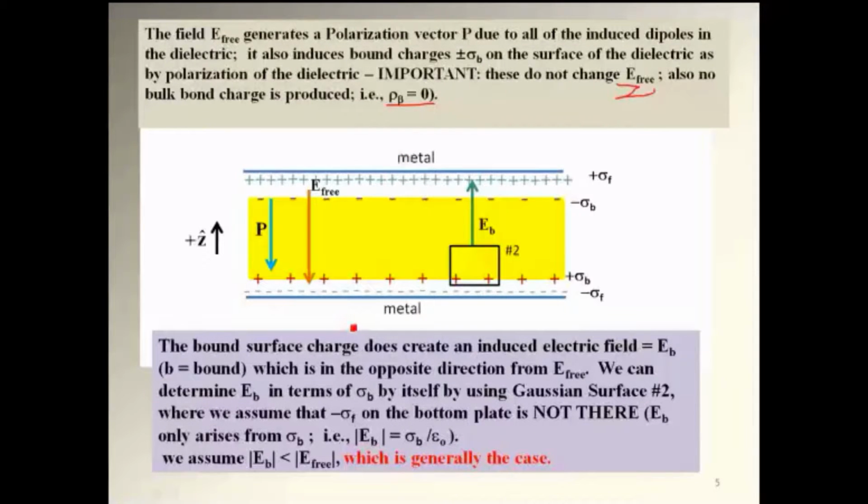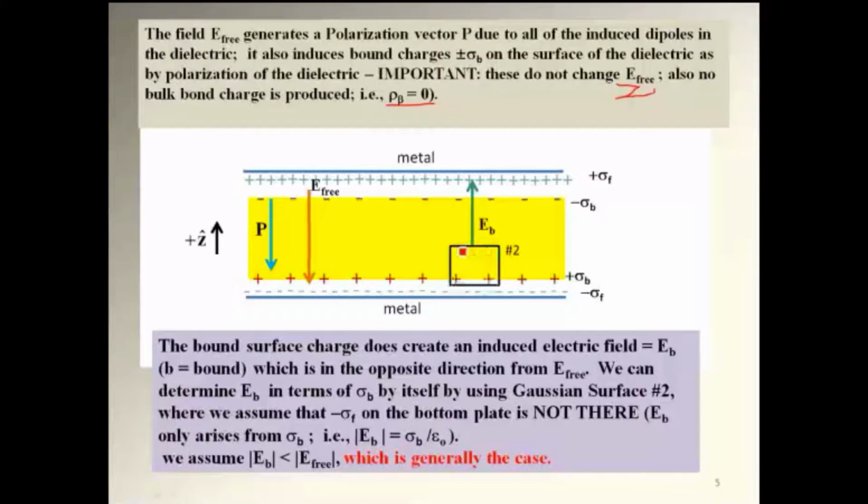The bound surface charge does create an induced electric field. So what we're going to be doing then is adding to the E free the E field due to the bound charge. The bound surface charge creates an induced electric field E sub B, where B is bound, which is in the opposite direction of E free. We can determine E sub B in terms of this surface charge density by using this Gaussian surface. So here's the bound charge, and we put our Gaussian surface, the pillbox, just outside and then inside the dielectric.